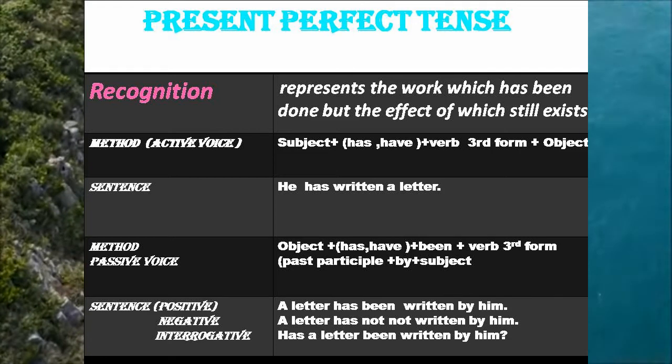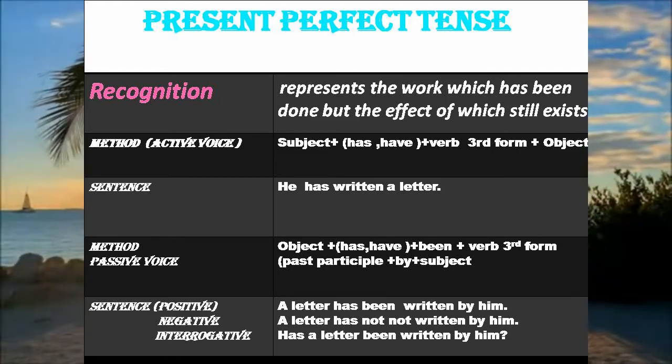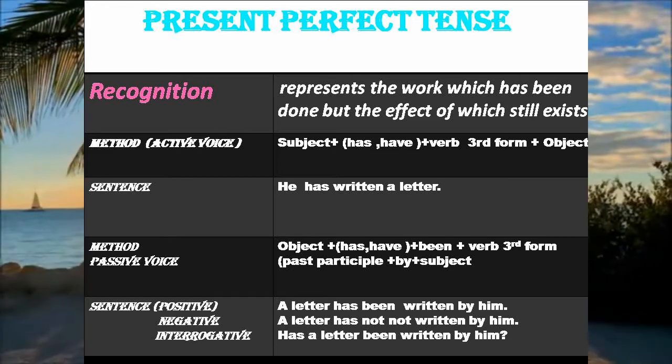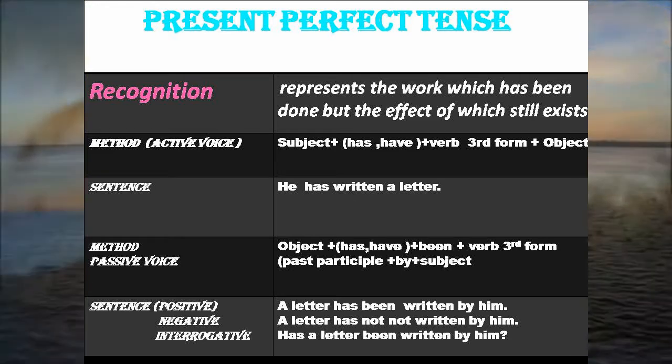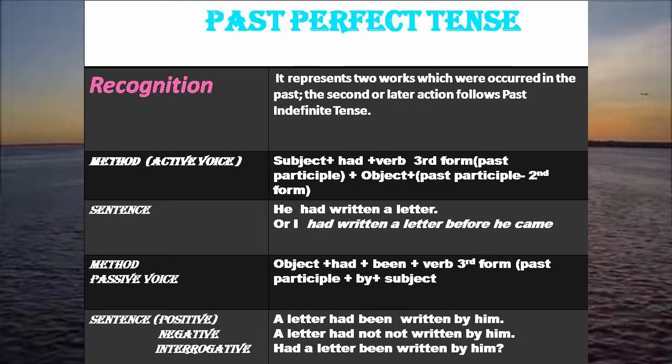He has written a letter. He has not written a letter. Has he written a letter? Passive voice: A letter has been written by him. A letter has not been written by him. Has a letter been written by him?